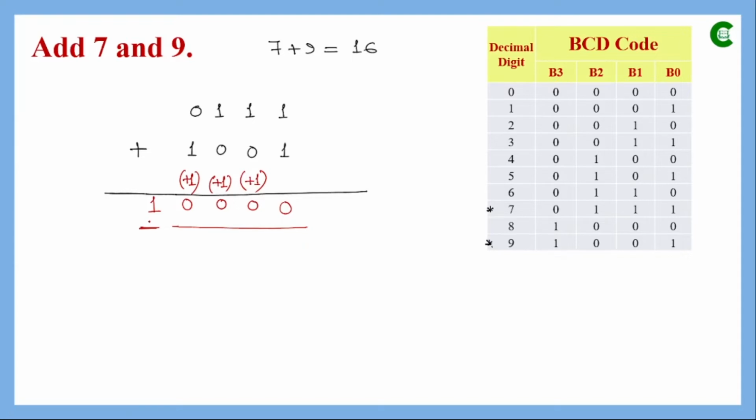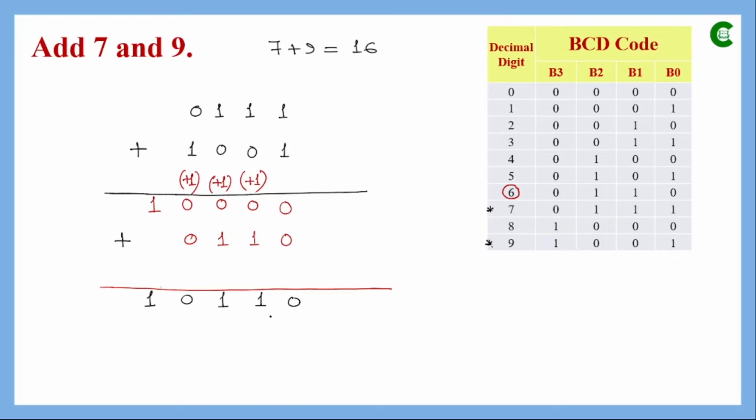We have to consider this carry also, and when we consider this carry, it becomes an invalid code in BCD. So since this is an invalid code, as per the algorithm we have to add 6. 6 means the BCD equivalent is 0110, and again we will perform binary addition. So 0 plus 0 is 0, 0 plus 1 is 1, 0 plus 1 is 1, 0 plus 0 is 0, and for the 1 there is nothing to be added, so it will be 1.